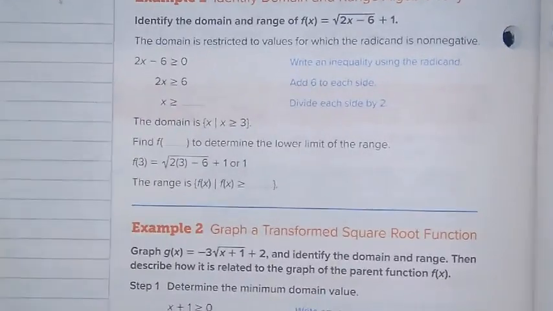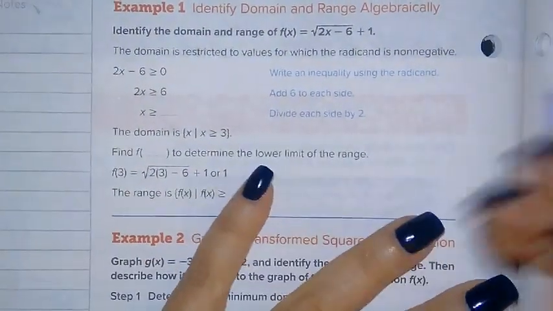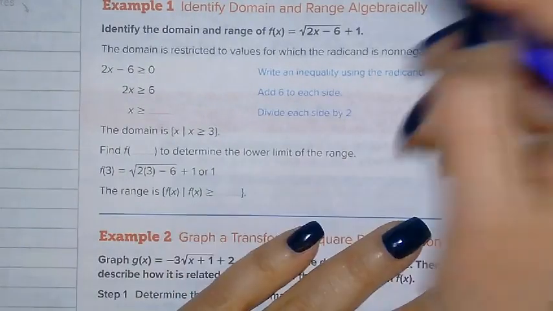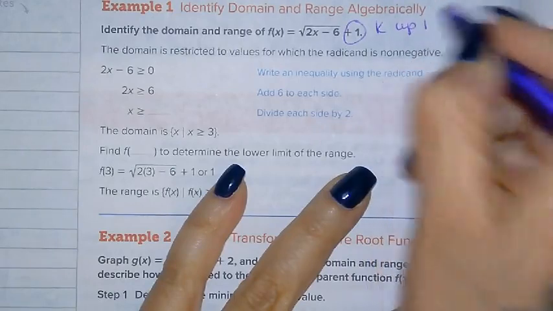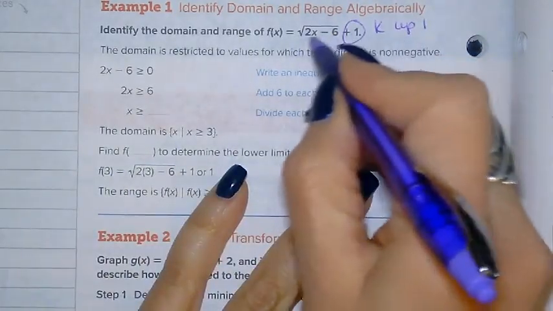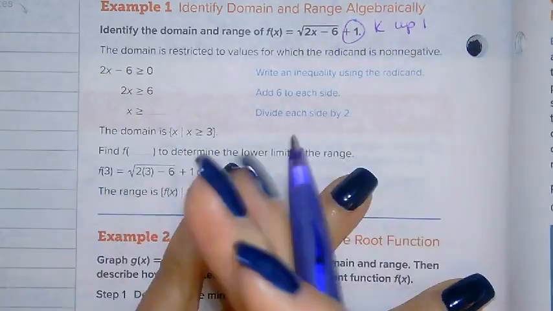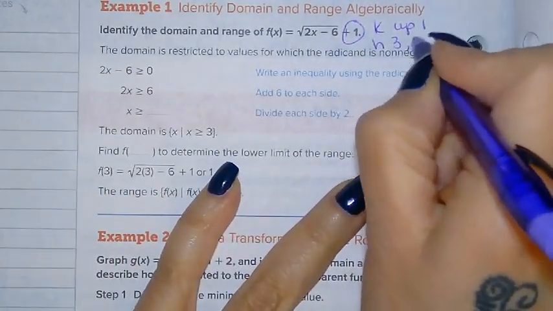All right, example 1. Here we have two transformations. This one is a K, so it's up 1. That's easy because it's a plus 1. Now this one, you could think, what makes that 0? That's our H. So H is 3, so that's right 3.